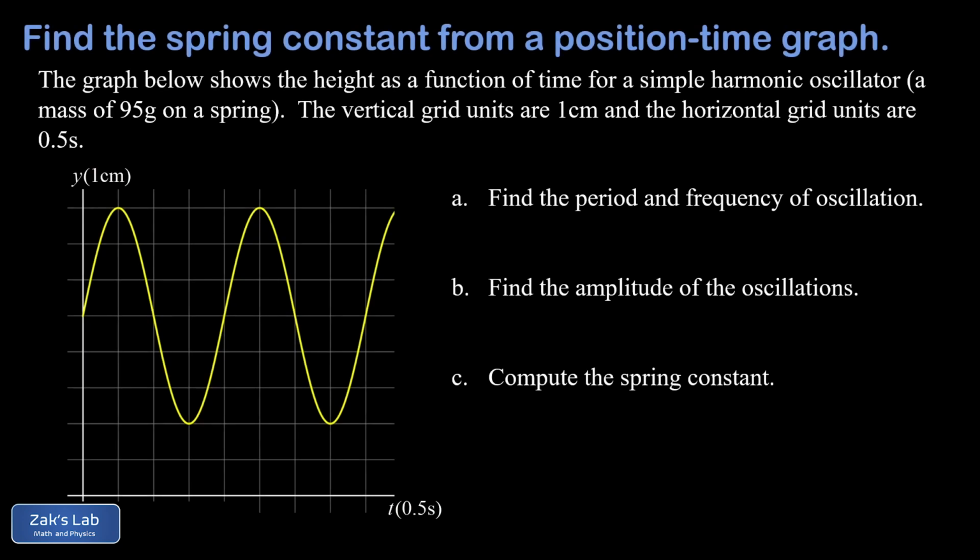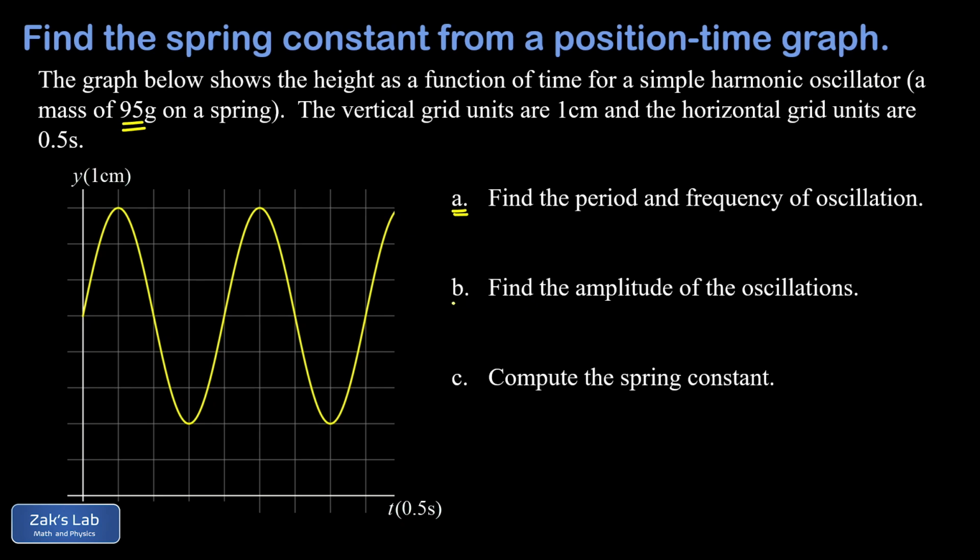In this problem, we're given the graph of height as a function of time for a simple harmonic oscillator. We're also told the mass of the oscillator, by the way, that's 95 grams. And we're told that on this graph, the vertical grid units represent centimeters and the horizontal grid units represent 0.5 seconds each.